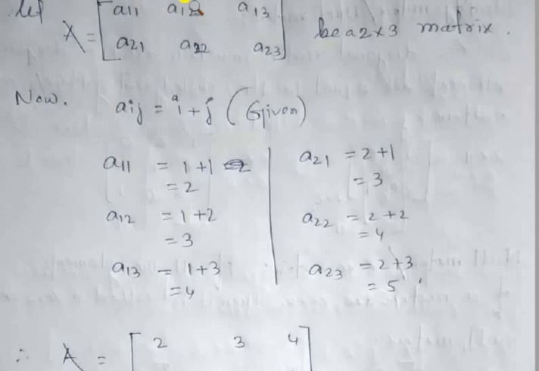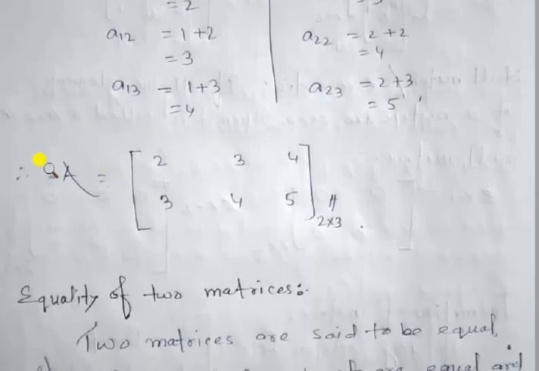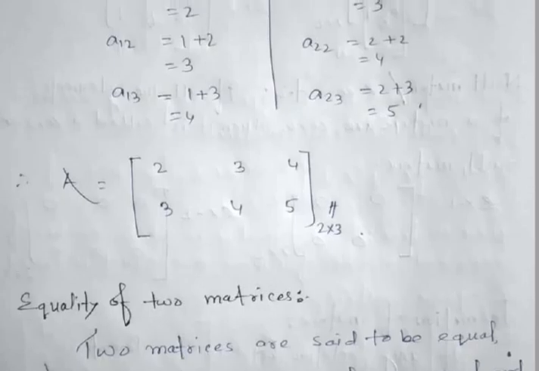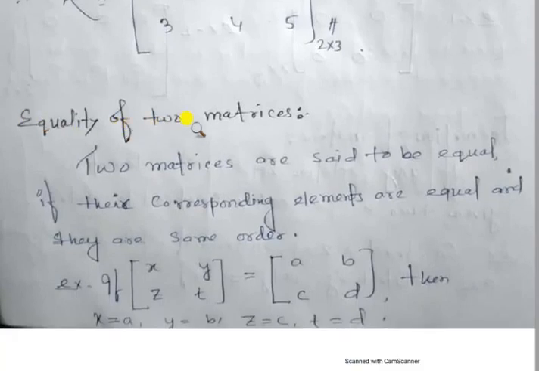We can easily find this. A11 means 1 plus 1, this will be 2. A12 means 1 plus 2, this will be 3. We can easily find all the values. Here A23 means 2 plus 3, this will be 5. Now you put all these values in this matrix, and we will get this matrix. So this is the required matrix of order 2 by 3 whose elements are related by this relation.